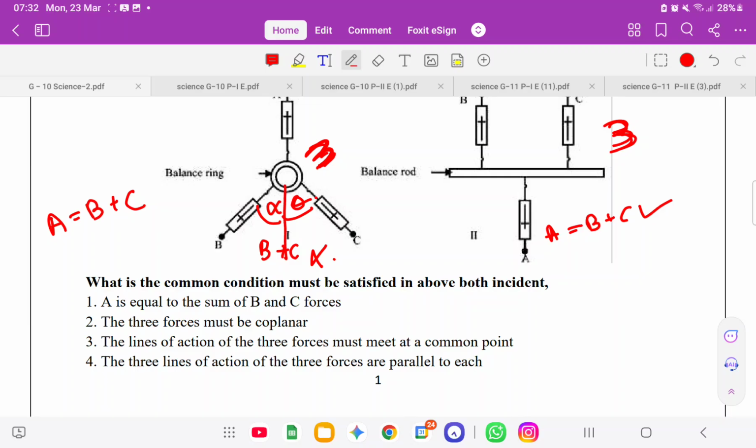Okay, the third one or second one: the three forces must be coplanar. Yes, in all systems, whether 2 forces or 3 forces, parallel or non-parallel, they should be coplanar. That's correct. Third one: the lines of action of the 3 forces must meet at a common point. No, in the second system it doesn't happen, in a parallel 3-force system. The fourth one: the 3 lines of action of the 3 forces are parallel to each other. No, it's not true for the first system, right? So the second one is the answer.